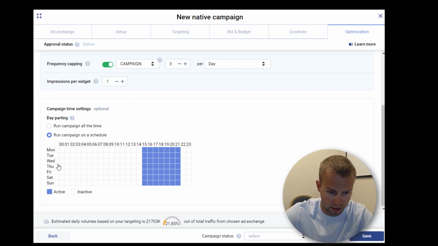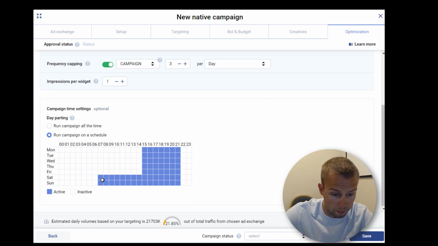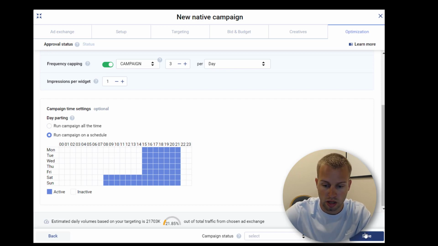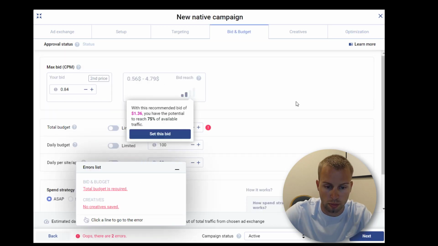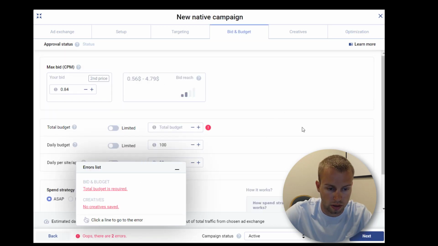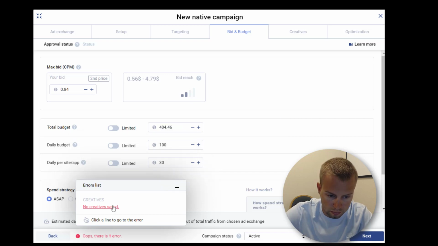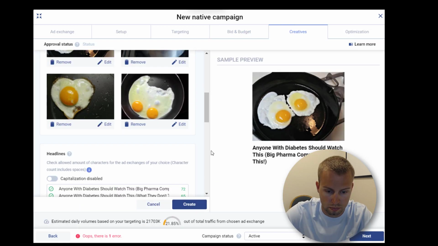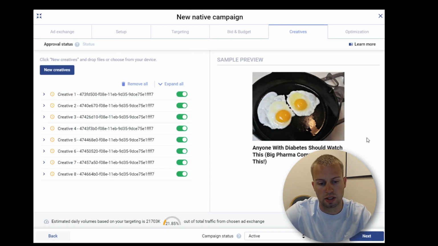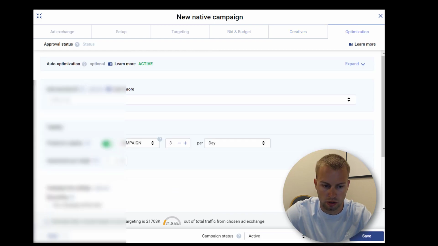And one thing that I forgot to mention is that Saturday and Sunday, most of the time people aren't working. So anywhere from like 7 a.m. or 8 a.m. to whenever works good on Saturday, Sunday. Forgot to mention that. So I'm going to click save after I do active. Total budget is required. I always forget to do this. And I forgot to save the creatives. So we are good to go.